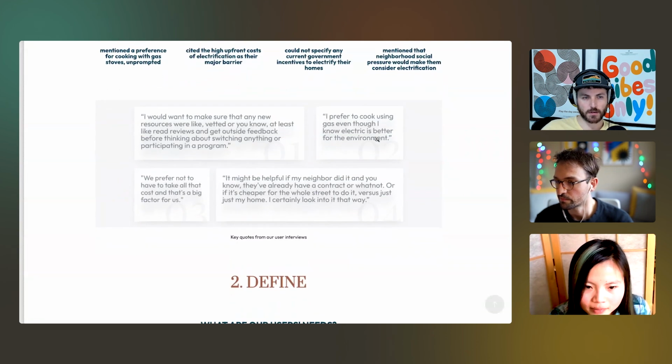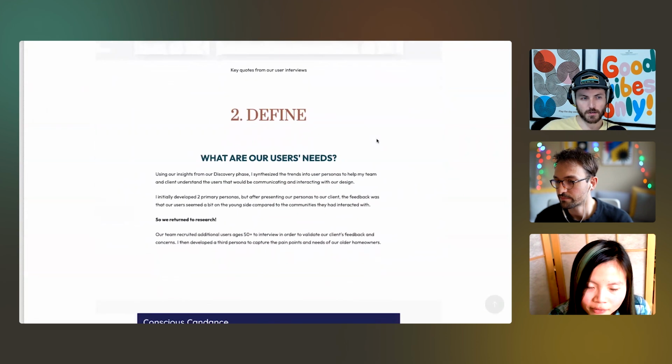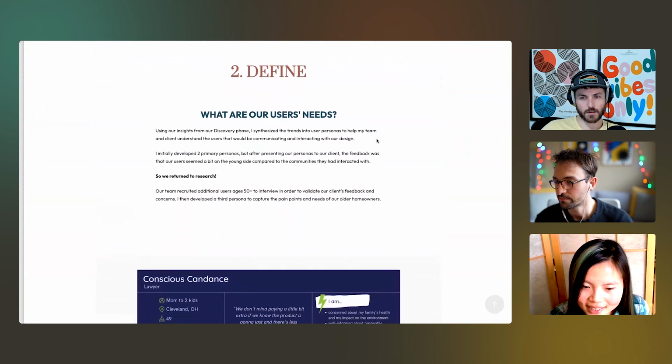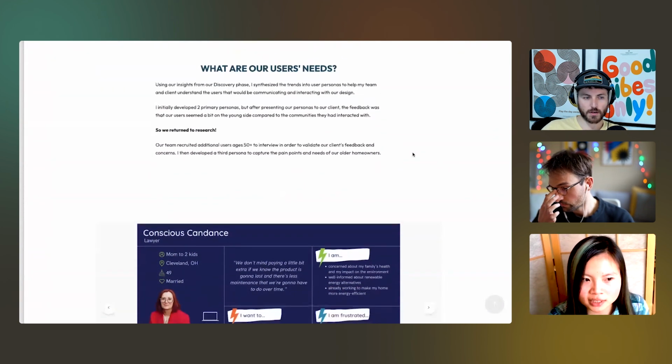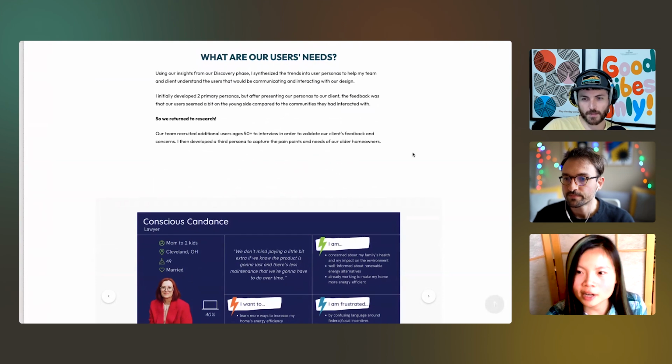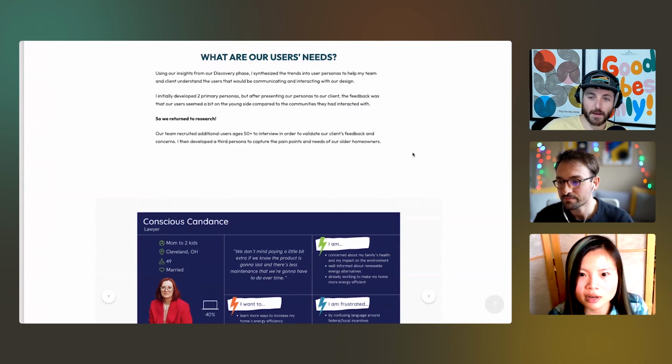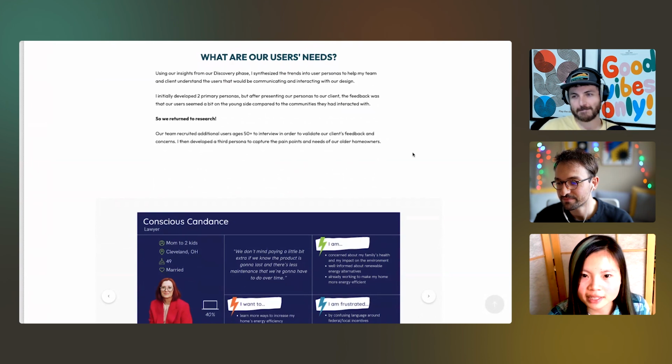For define, I would recommend putting personas in the appendix section as well. So think of the appendix section as any design artifacts that helped you get to your conclusion, but keeping your case study to what you got from all of that, like the data.